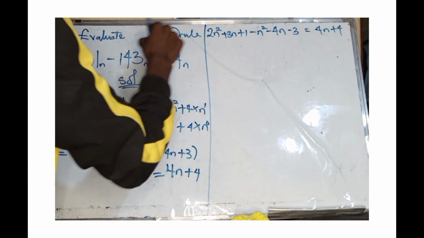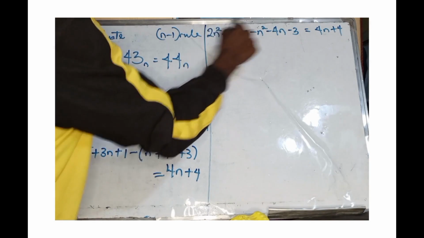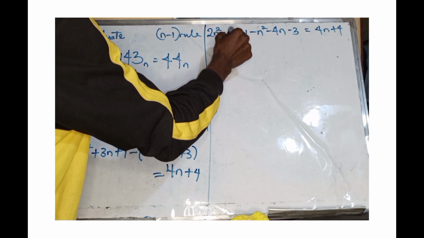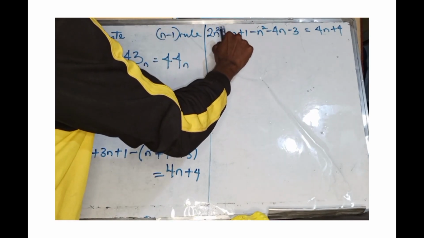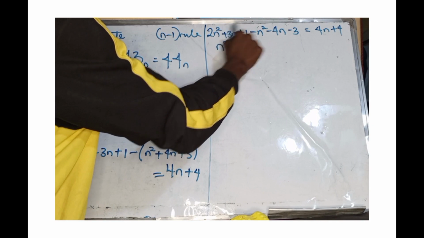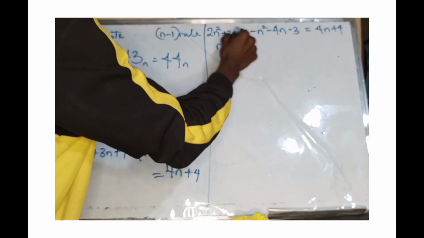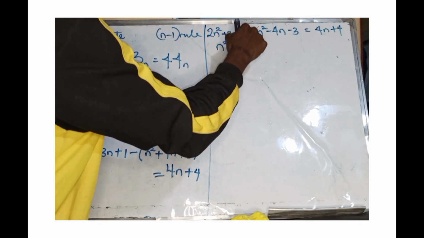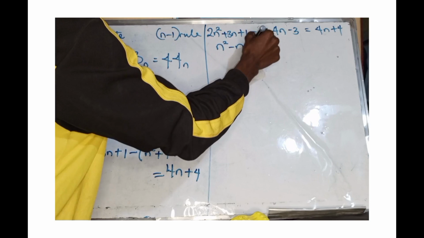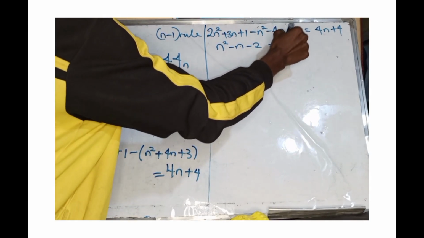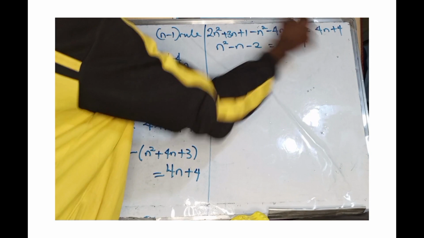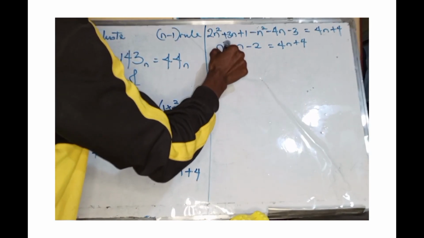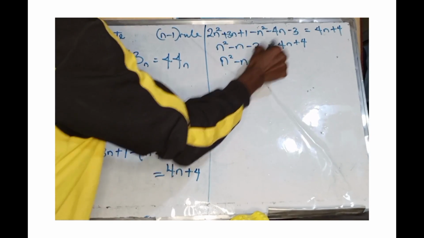Okay, so let's collect like terms from here. Now 2n squared minus n squared will give me a single n squared. All right, now 3n here minus 4n will give me minus n. Here 1 minus 3 will give me minus 2. It equals 4n plus 4. So next I'm still collecting like terms here. Here becomes n squared minus n minus 2.